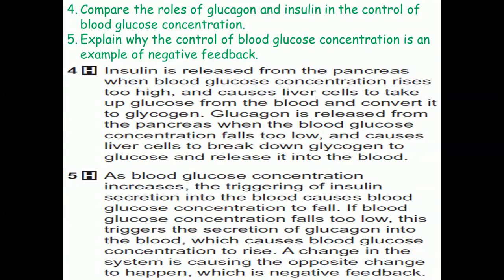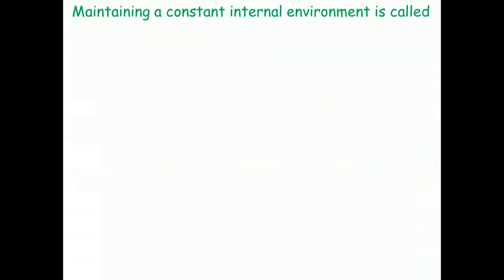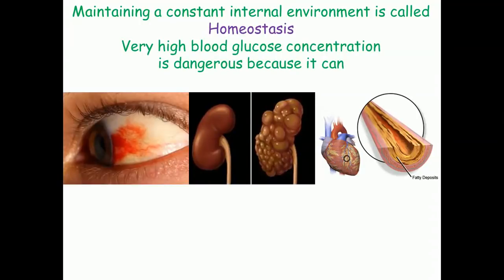And here's an exam question with answer where you could compare the roles of glucagon and insulin and explain why blood glucose concentration is an example of negative feedback, which we said is a response system that triggers changes to bring a level back to normal. When you maintain a constant internal environment, in other words, keeping something at a constant level, this is known as homeostasis.